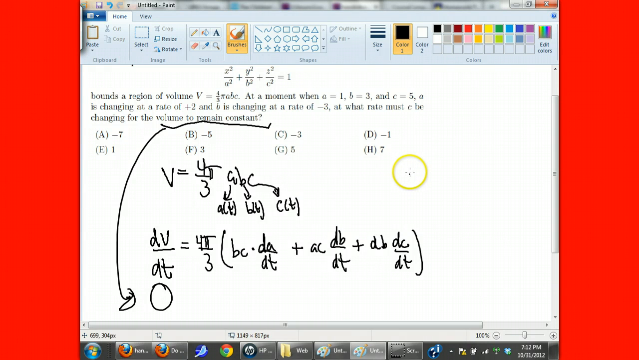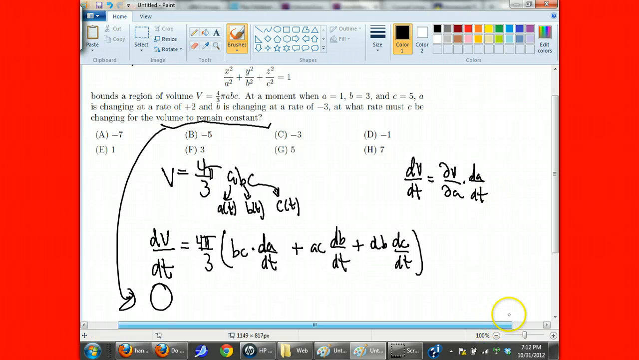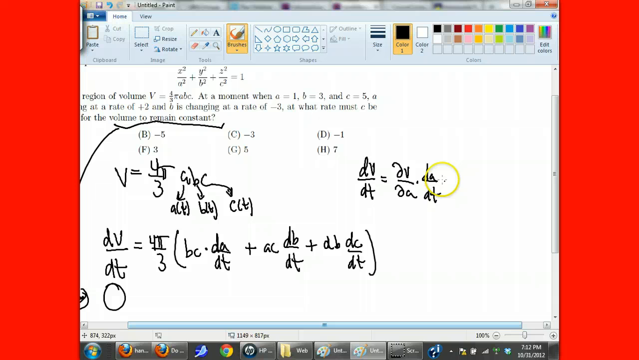dV/dt is the partial of V with respect to A times dA/dt. But don't stop there. Do it for the other variables as well. And then the other guy.